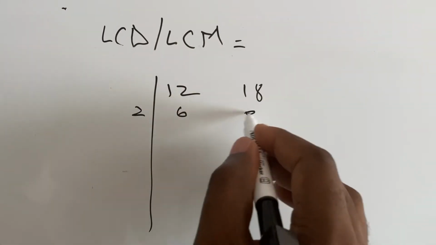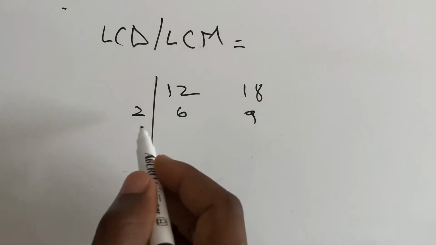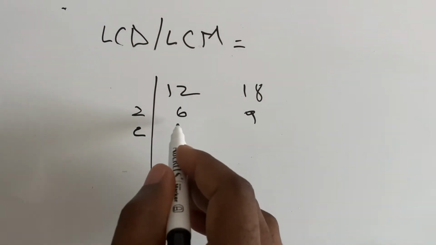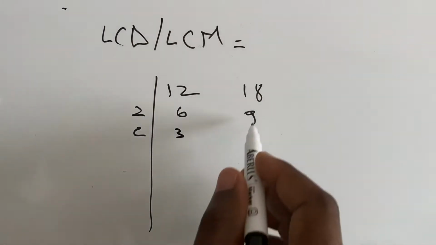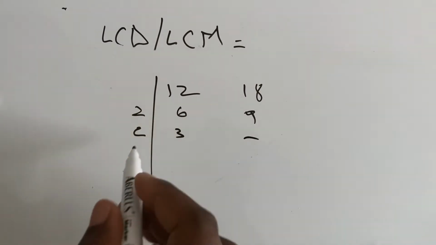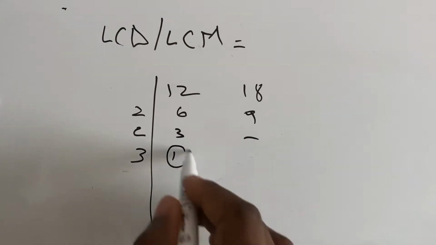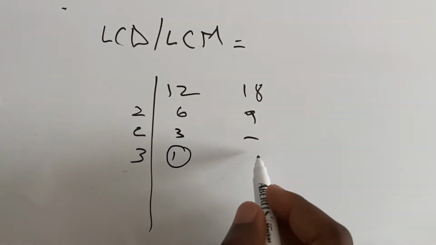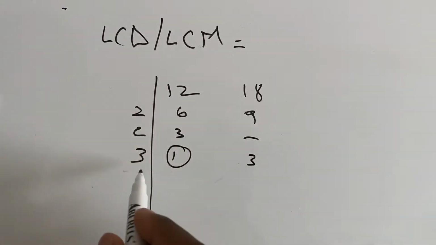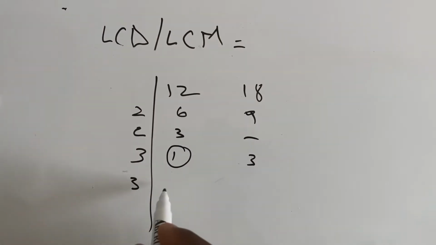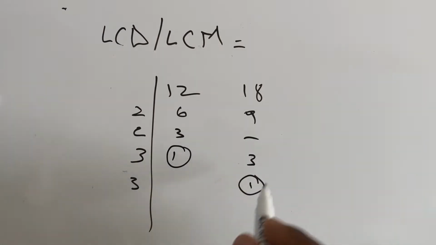18 divided by 2, 9. Then you could pick 2 again, because 2 can go into 6 3 times. 2 doesn't go into 9. Then we can pick 3. 3 goes into 3 once, and you know you're done here. 3 goes into 9 3 times. You can pick 3 again. 3 goes into 3 once, and you're done.